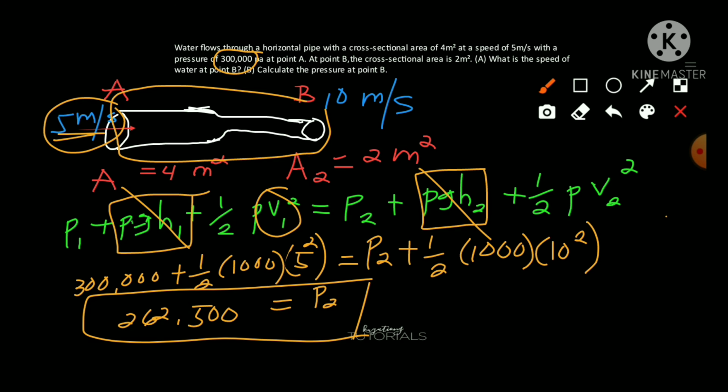Now let's go back to Bernoulli's equation. According to Bernoulli's equation, as the speed increases, the pressure decreases, which is true in our example. In point A, the speed is 5 meters per second. In point B, there is an additional 5 meters per second, so the speed becomes 10 meters per second. So there is an increase in speed. The pressure in point A is 300,000 pascals. Now, we found out that the pressure in point B is 262,500. So the principle of Bernoulli is true because there is an apparent decrease in pressure. So that is Bernoulli's principle.